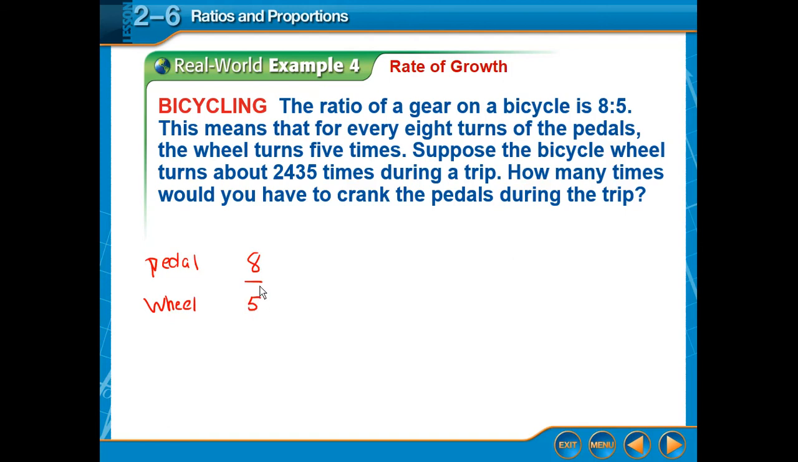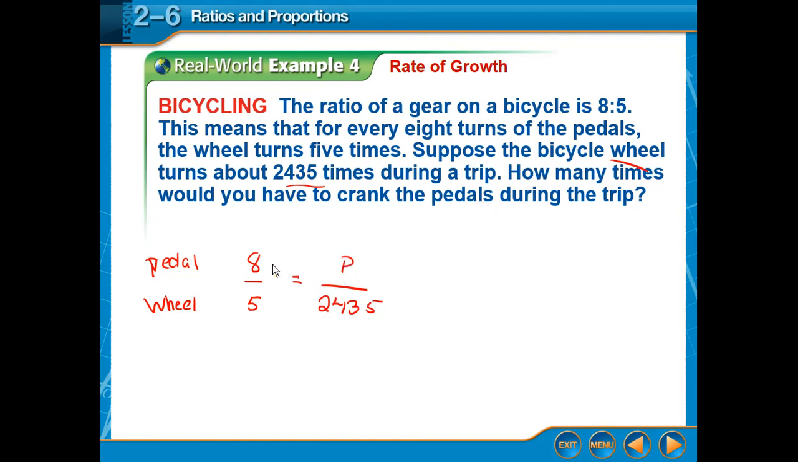Okay, so they're saying suppose the bicycle wheel turns about 2,435 times. I'm going to set up a proportion because it's going to keep the same proportion, and I'm lining it up. They're talking about the wheels, so I'm going to keep it on the bottom with the other wheel. And they want to know how many times the pedal is going to turn, so I'm going to call that P.